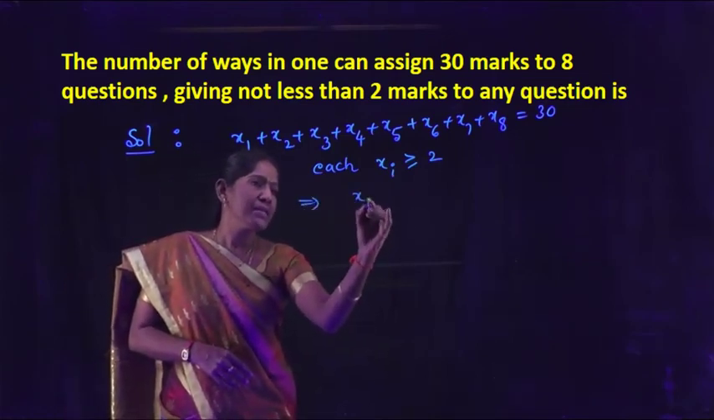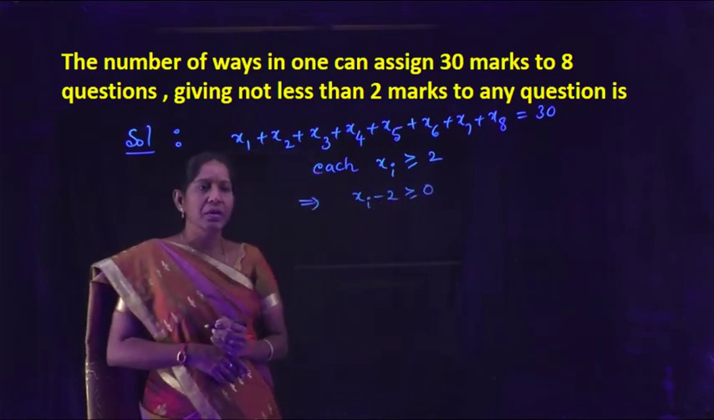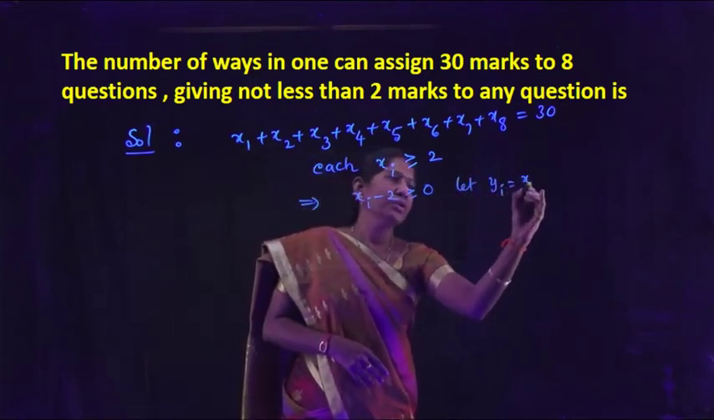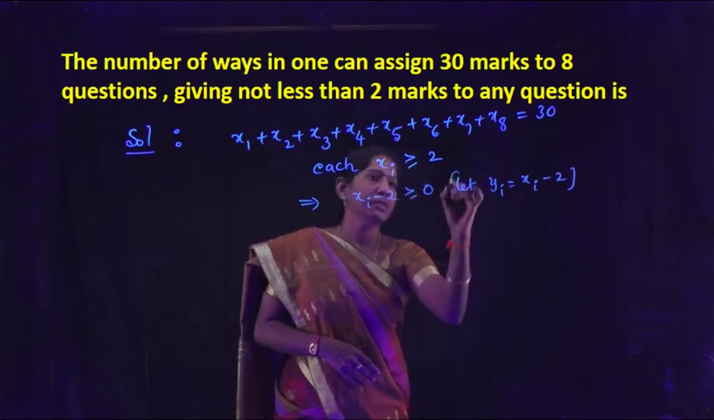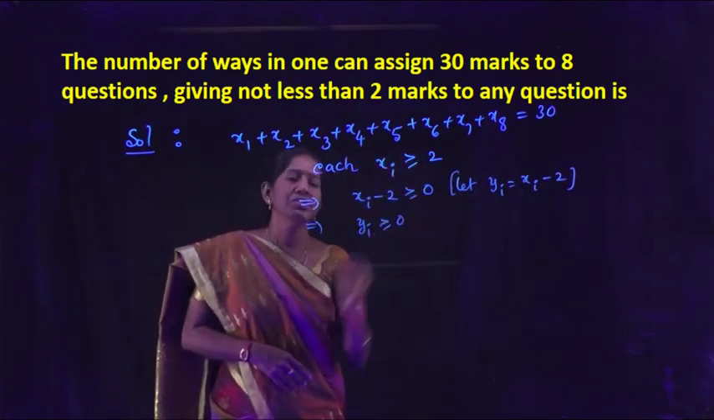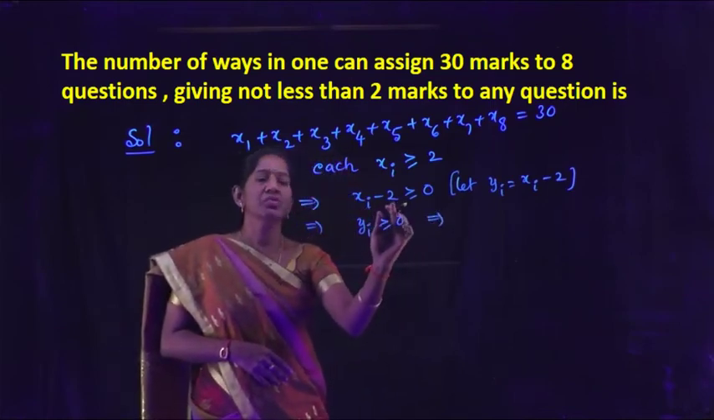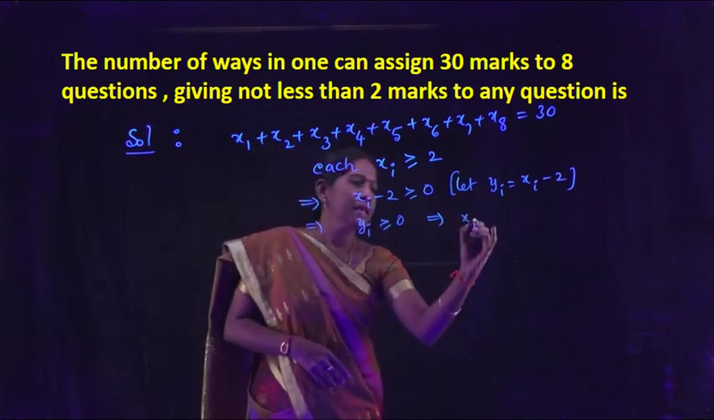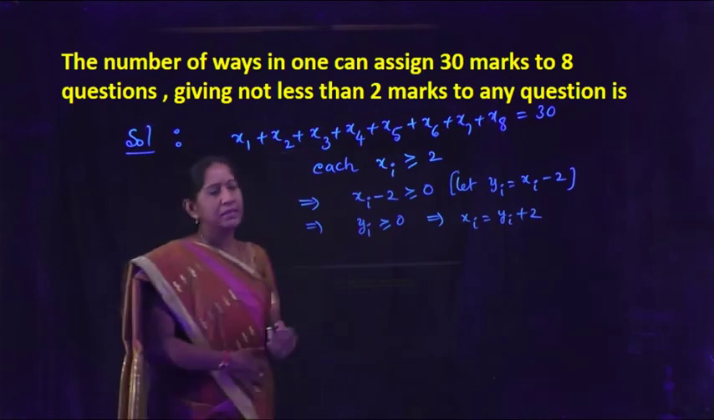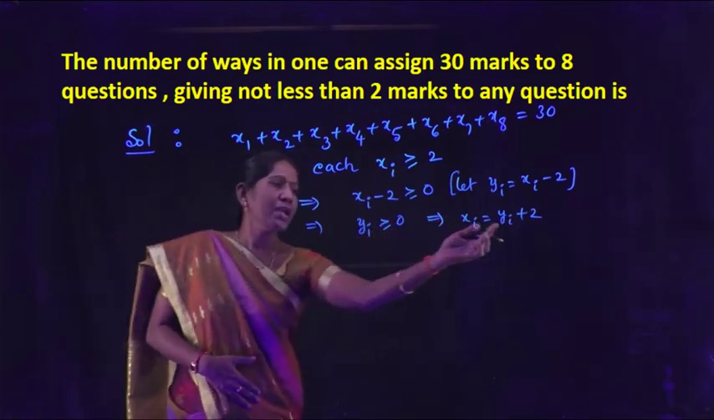This implies xi minus 2 greater than or equal to 0. Now take it as yi. Let yi be equal to xi minus 2. Then this becomes yi greater than or equal to 0. This implies xi minus 2 equal to yi, that implies xi equal to yi plus 2. Then substitute all these values here. xi equal to yi plus 2.